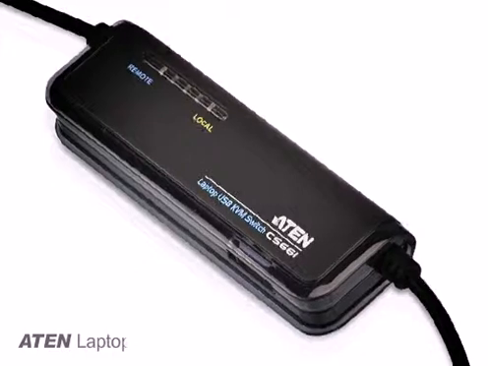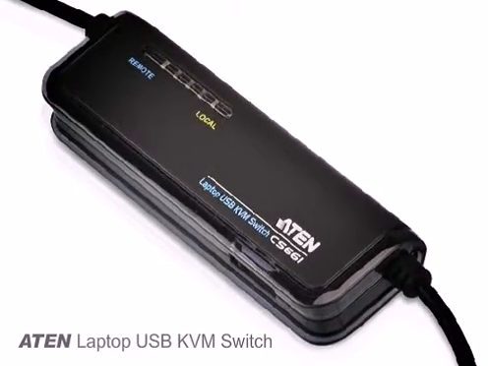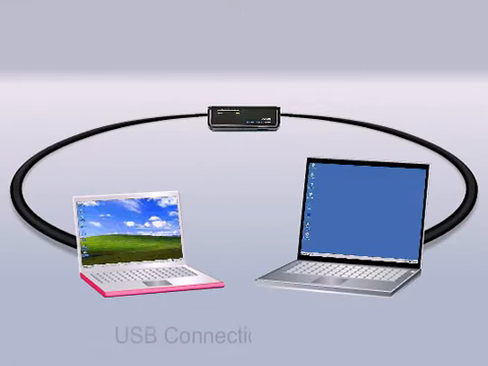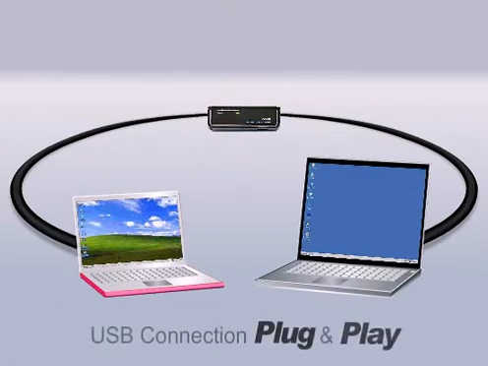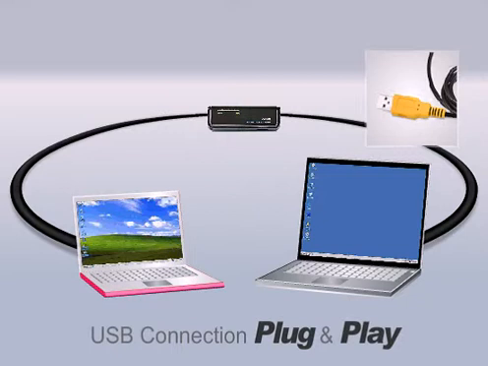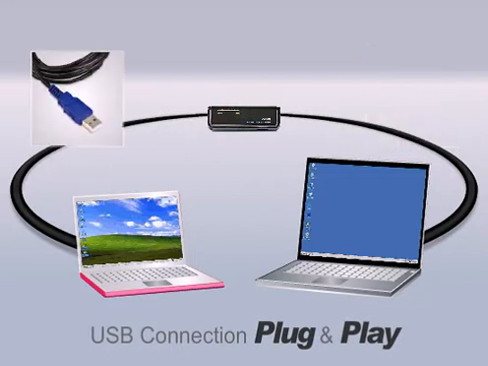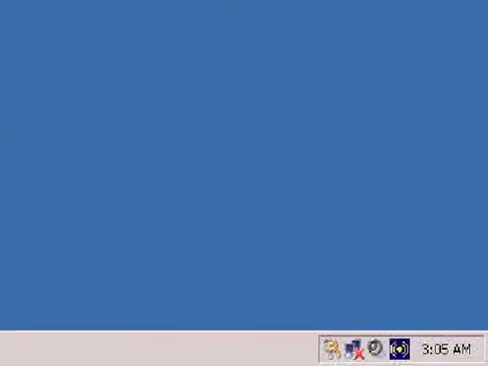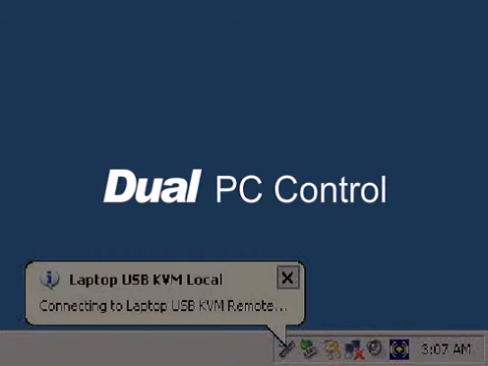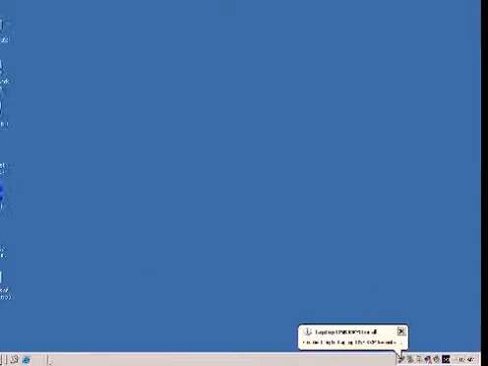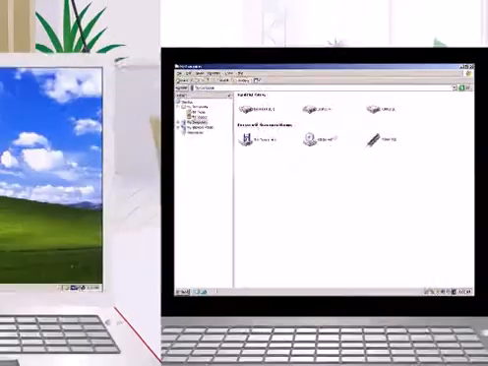The ATEN CS661 laptop USB KVM switch allows two laptops to be connected using a USB cable. Kelly can now control the netbook directly through the laptop, without having to physically switch back and forth between the two.